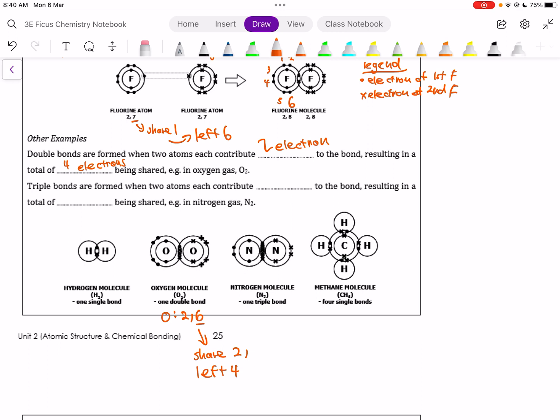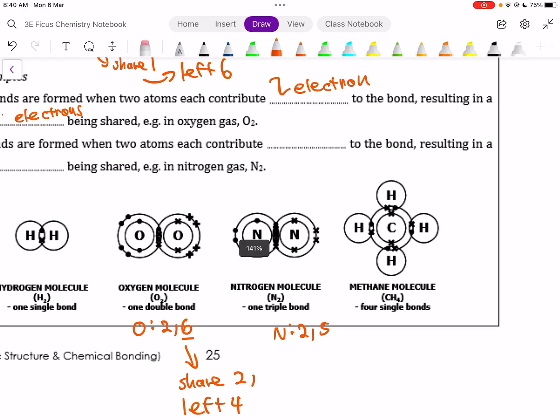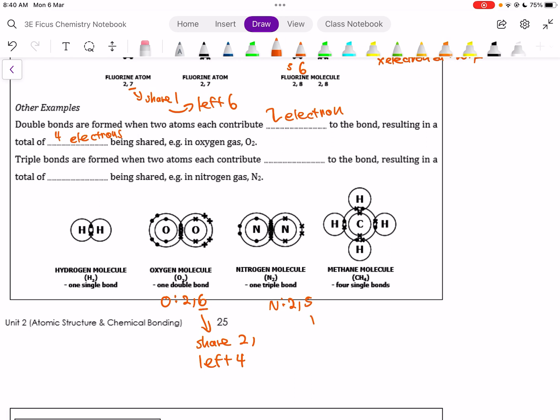Then you have triple bonds. For example nitrogen is 2 5. This one is a bit cluttered, later on we'll draw this one, don't worry. You'll share 3, left 2. So 3 electrons from each, and a total of 6 electrons being shared. Hydrogen is more straightforward. Hydrogen is just 1, so you share 1, left nothing.